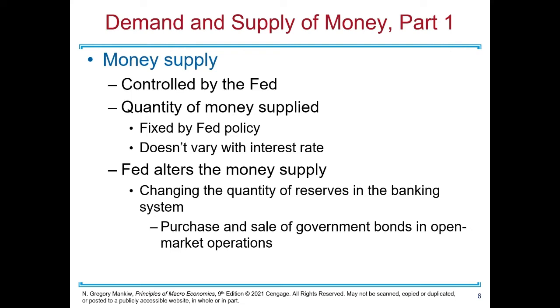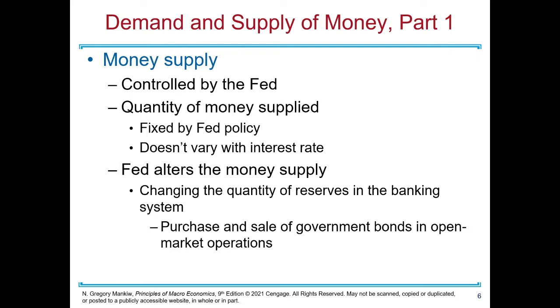In this chapter, we're just going to assume the Fed can set the money supply to whatever their goal is. If they want it to be $1 trillion, they can pick $1 trillion and have it exactly right. In this world, the money supply is not going to be affected by the interest rate. So if you have a really high interest rate, the money supply isn't going to shift.